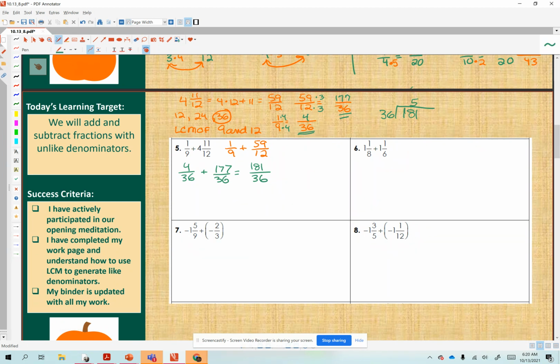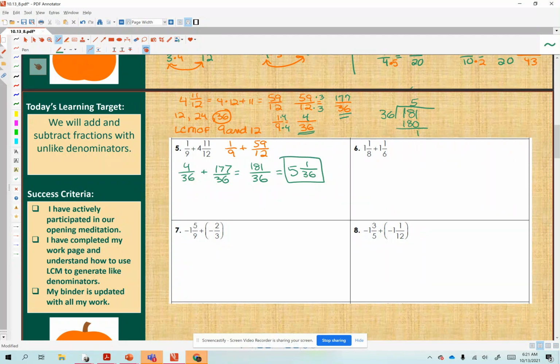5 times 6 is 30, 15, 8. There we go, with 1 left over. So 181 over 36 is equivalent to 5 and 1/36. And that's our final answer.